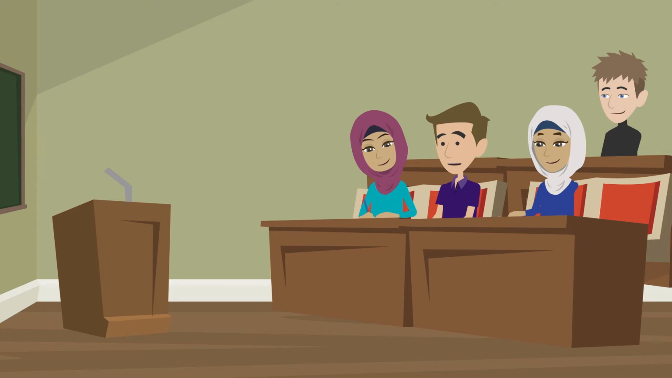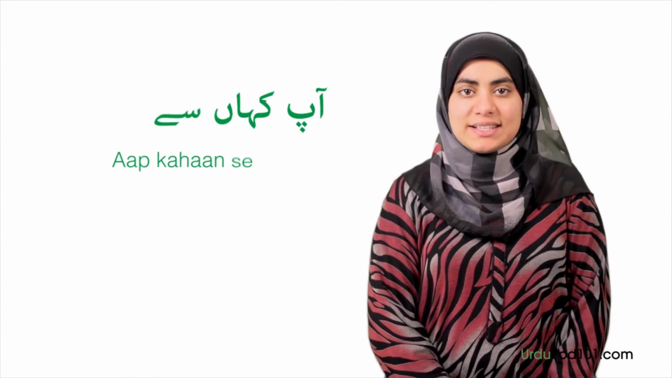In the last lesson, you learned how to make plans in Urdu. In this lesson, we are going to learn about the verb to be, hona. You will also learn how to ask the question, where are you from, and how to answer it with your nationality. When you meet a new person in Pakistan, they might ask you, aap kahan se hain?